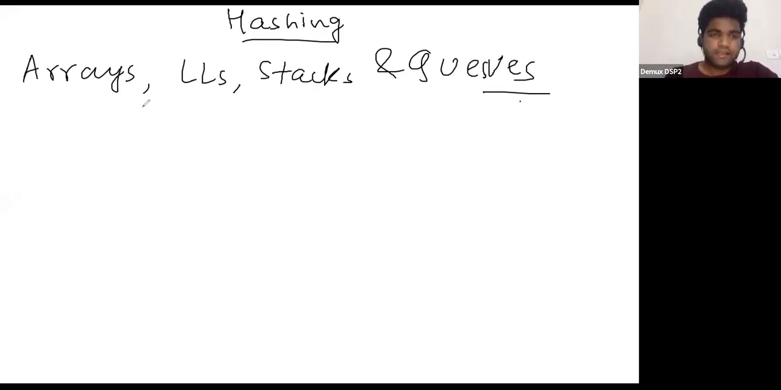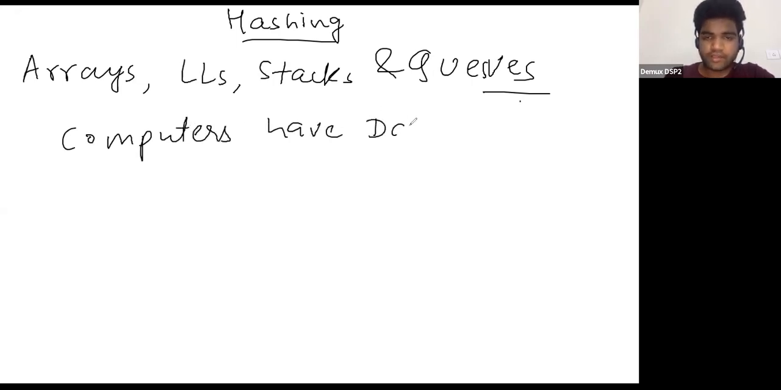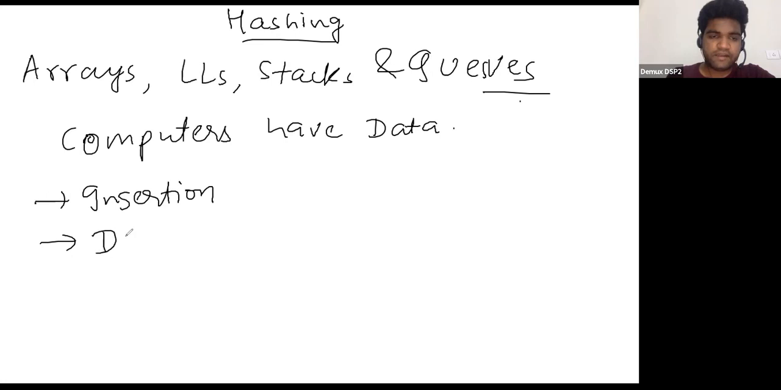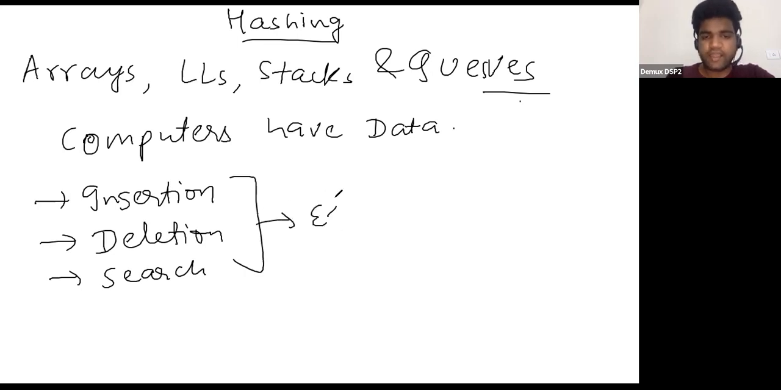So basically, computers generally have a lot of data, right? That needs to be stored and processed, and because of that, there is a need for efficient insertion of data. Then there is a need for efficient removal of data, and there is a need to search that data efficiently. Correct? So all these need to be done efficiently over data. And this is why data structures come into the picture.